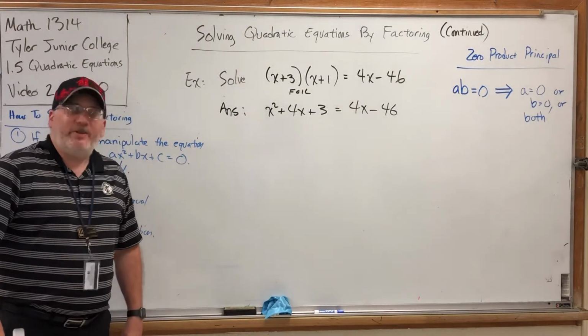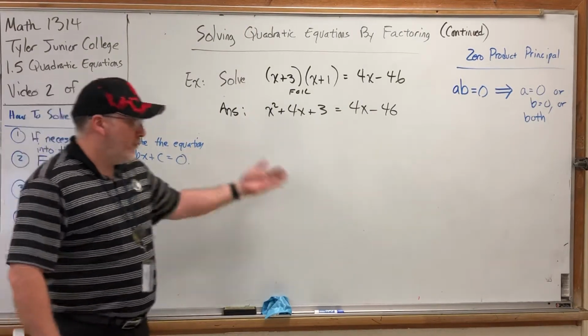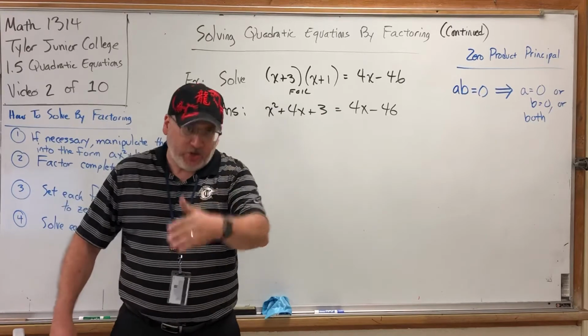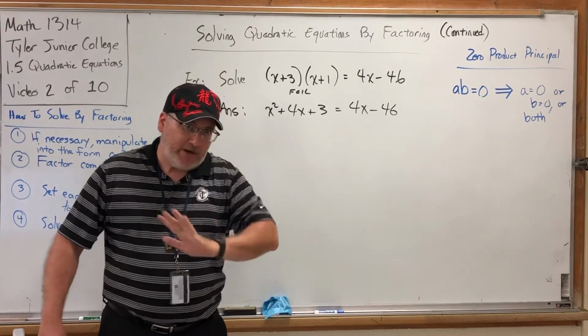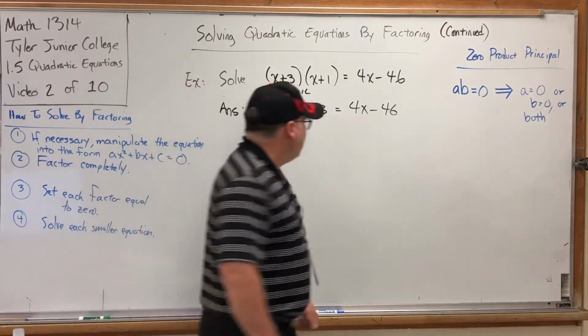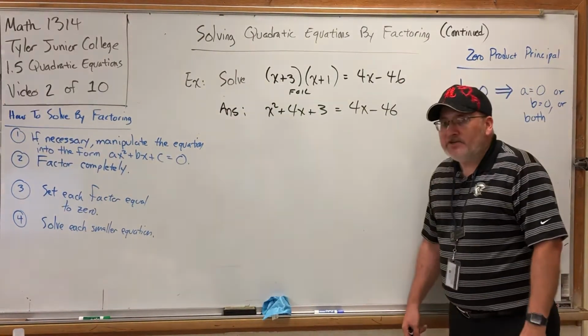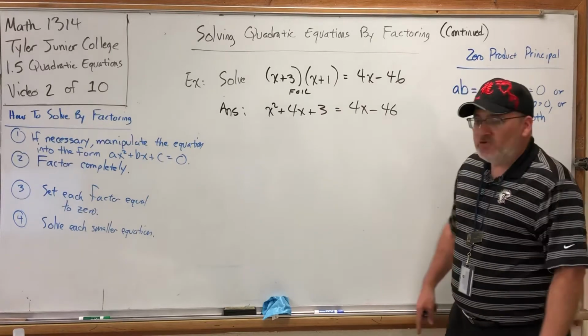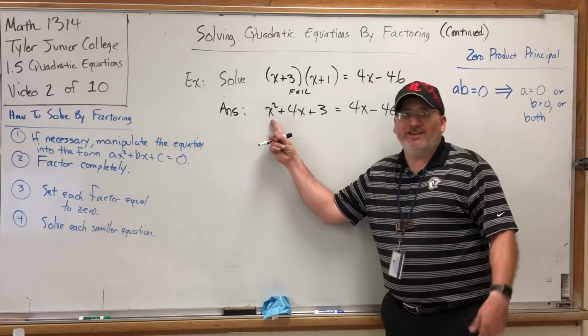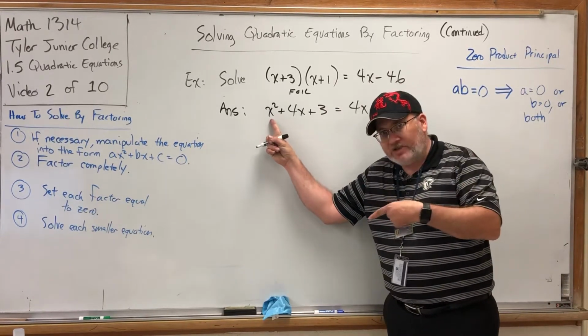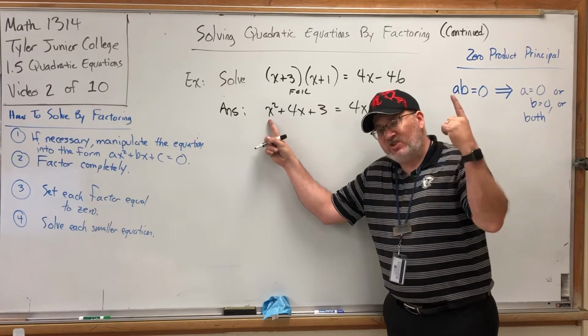Now we're ready to move pieces around. That's what distributing and FOILing does. It frees up terms so that you can move them around and combine like terms as necessary. But we have a decision to make. Do we want the 0 on the left or the 0 on the right? That decision should be driven by the highest power and making sure it ends up positive. This one's already positive. We don't want to move it. It's going to stay on the left.